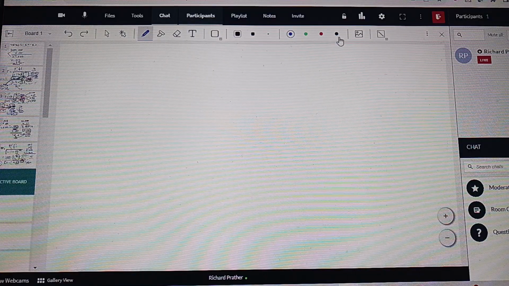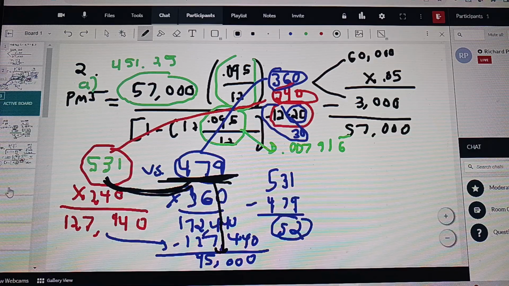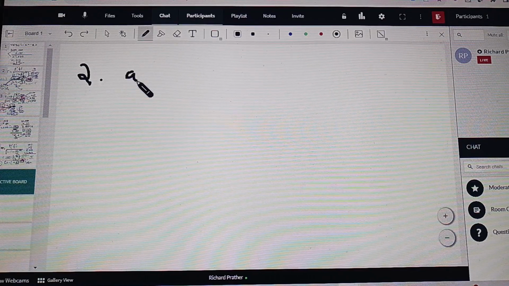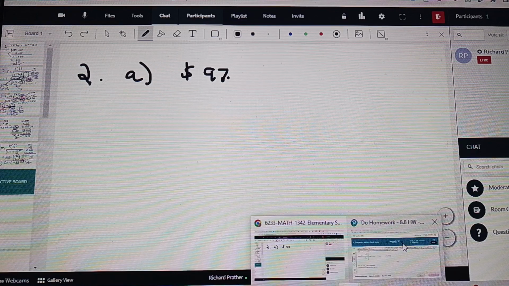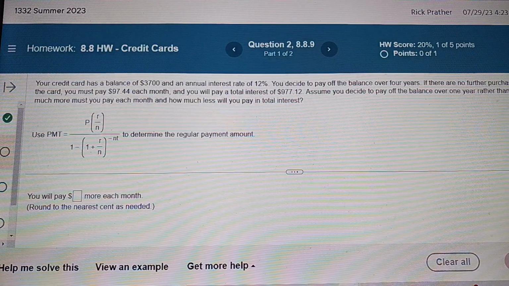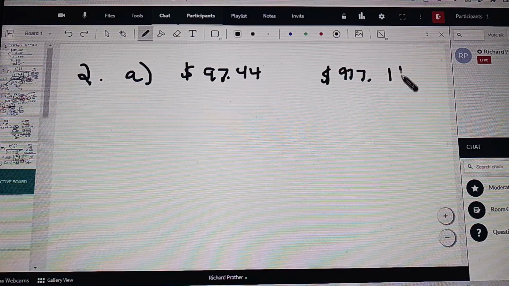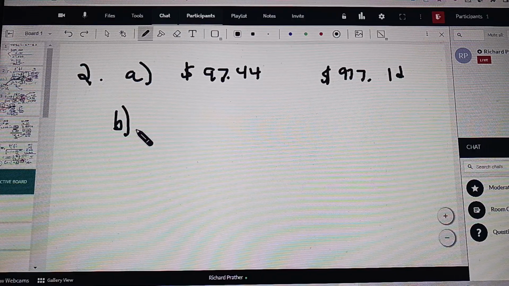Okay, so they were nice here. They could have made me do both parts of this, but they did the first half for me. Unlike here where I had to do a part A and a part B, they could have done that to me here, but for some reason they did Part A for us. So in essence, $97.44 is the monthly payment, and the interest would be $977.12. Keep this in mind. So now it's like we're redoing the calculation, even though they did the first calculation for me.